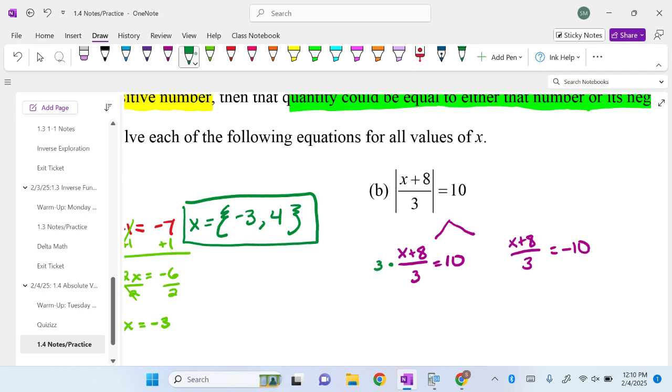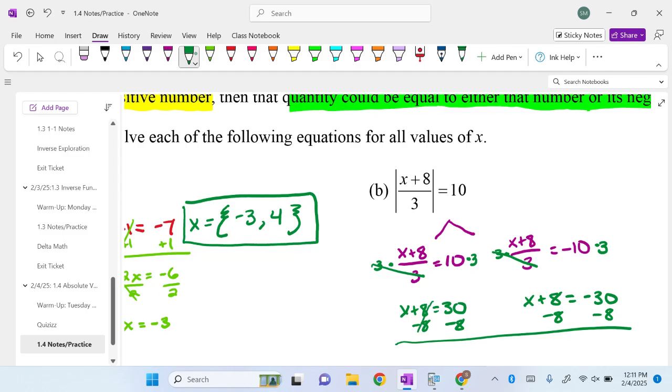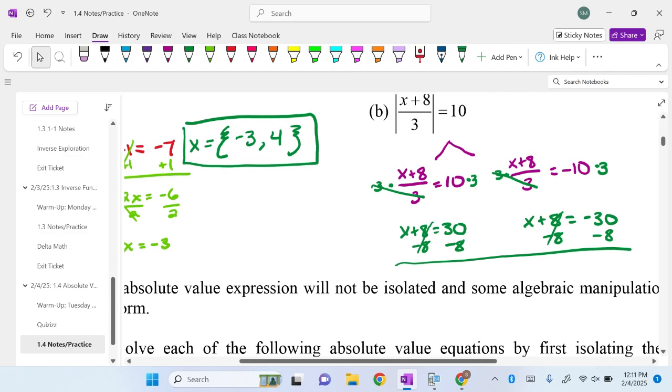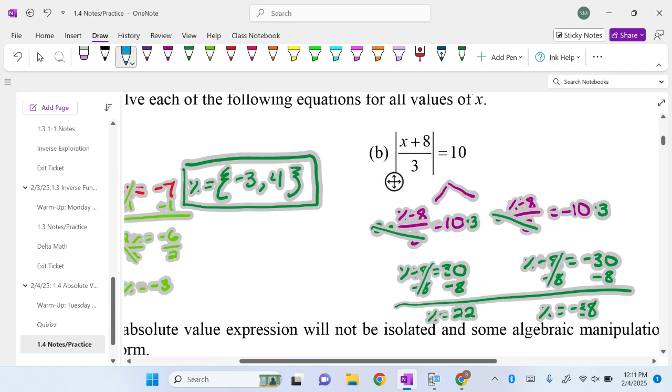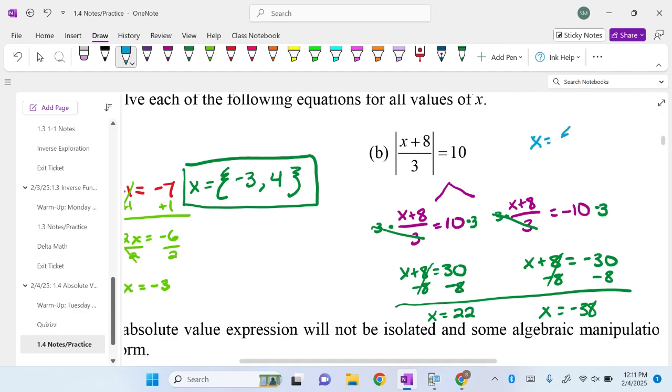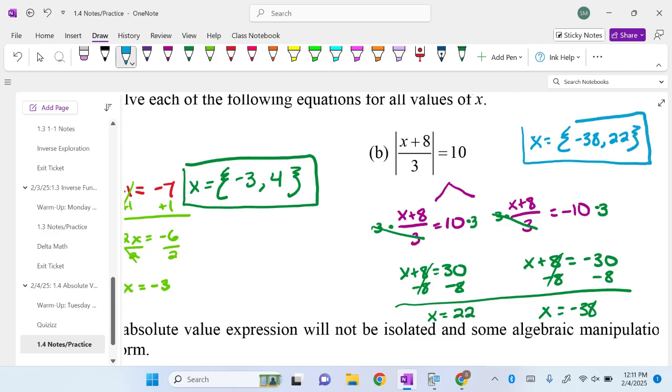So I got to get rid of the fraction first. So I'm going to multiply both sides of both equations by 3. These go away. X plus 8 is equal to 30. X plus 8 is equal to negative 30. Then we subtract 8 from both sides. This goes away for both of them. X can equal 22, or X can equal negative 38. So our answer is X can equal the set of negative 38 and 22. Those are the two values that work.